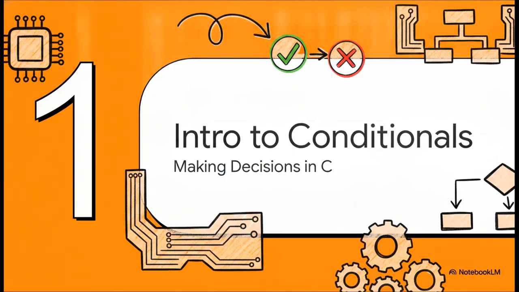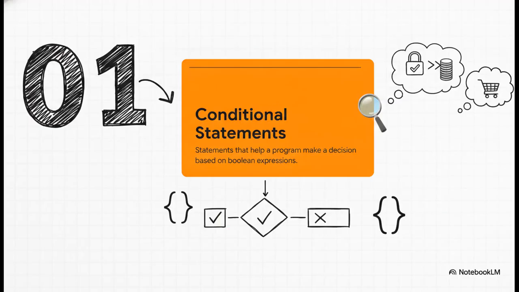Starting with Section 1, Intro to Conditional Statements. So, before we can write complex algorithms, we need to understand the fundamental language of the computer's decision-making process. The crucial point here is that a computer only really understands true or false. Conditional statements are basically how we translate our complex human decisions into that binary reality.